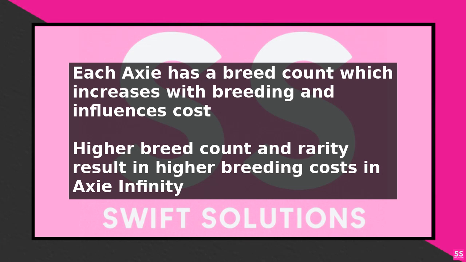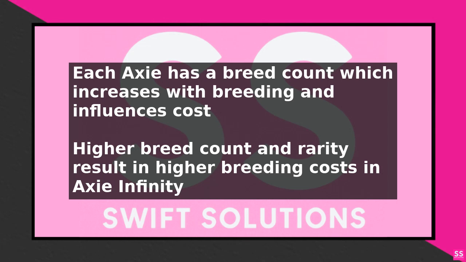To analyze the breeding cost, start by identifying the breed count and rarity of the Axies you want to breed. You can find this information in the Axie Infinity marketplace or by checking your Axies details. Next, use the Axie Infinity breeding calculator to estimate the breeding cost. The calculator takes into account the breed count and rarity of the Axies, as well as other factors such as the energy cost and the Axs token cost.